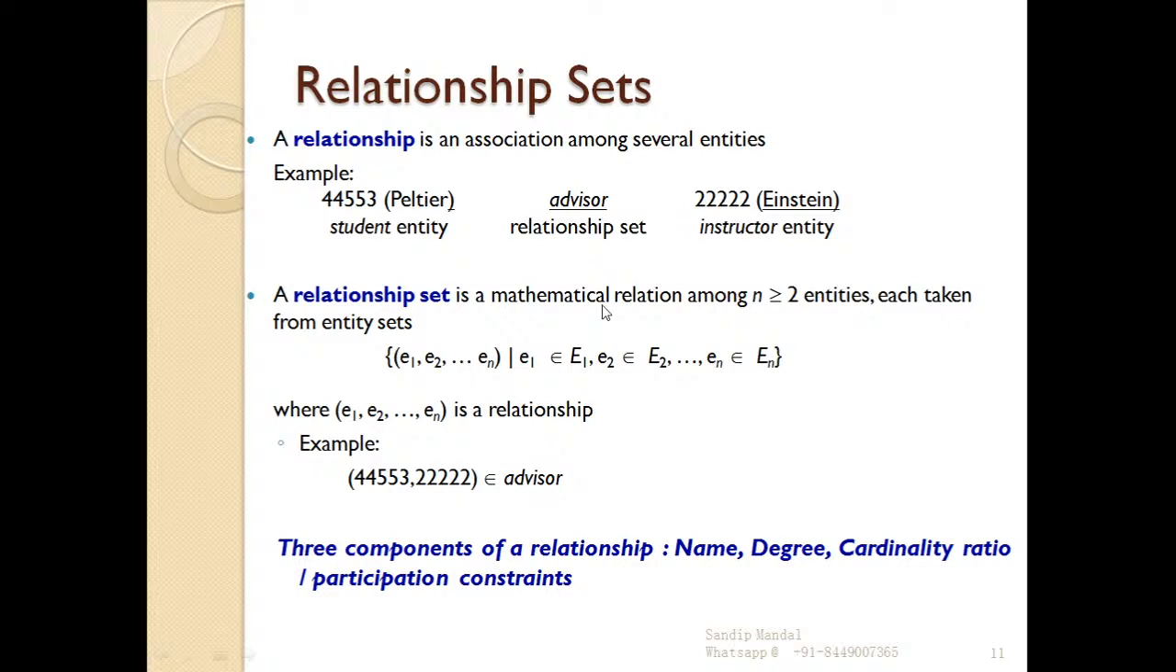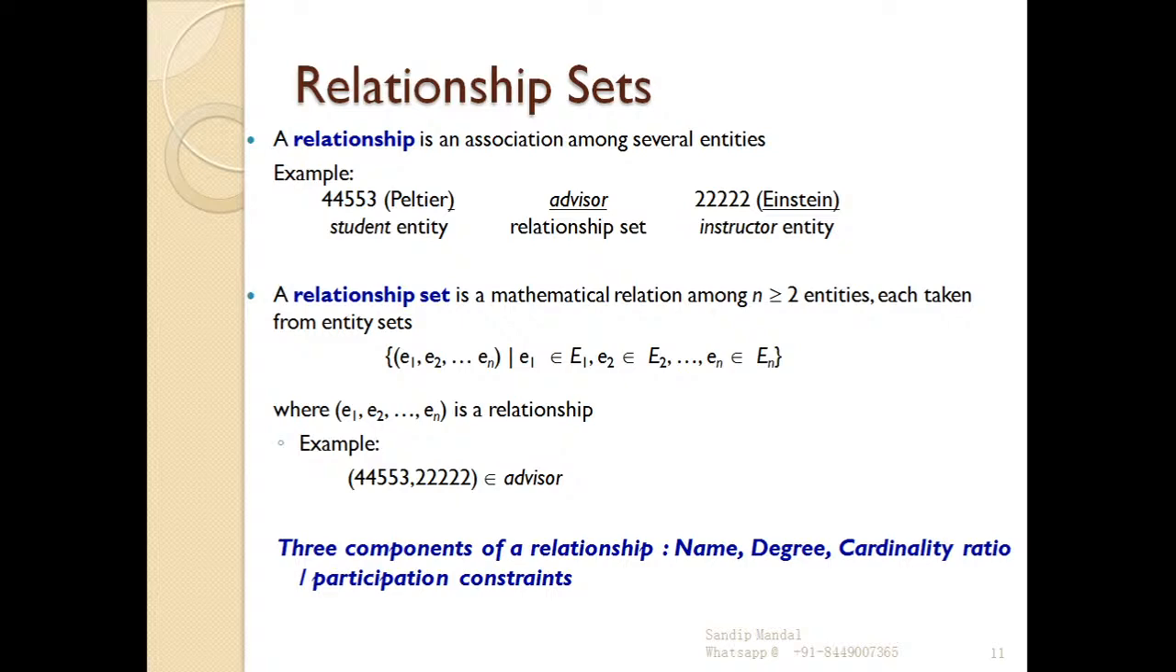So a relationship set can exist when there are two or more entities and more than one relationship. Okay, then it is considered as a relationship set. The components of a relationship depend on name, degree, and cardinality ratio. Cardinality is a new term; we will discuss that later. Okay, so these are the things for today.